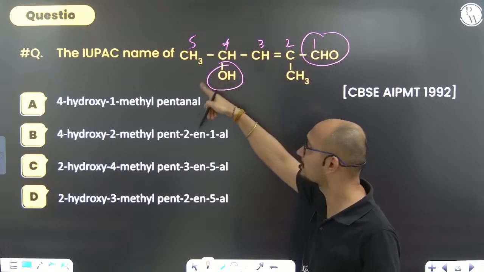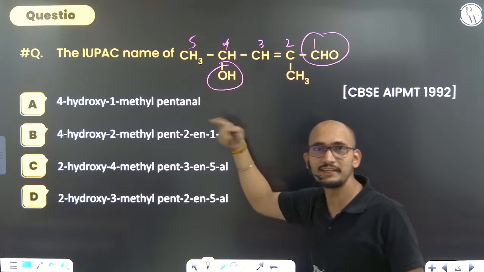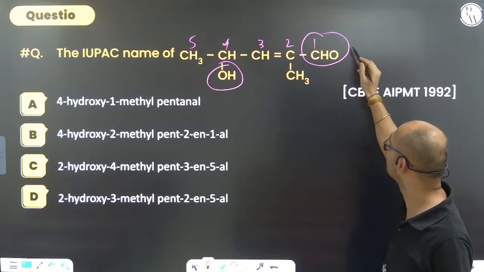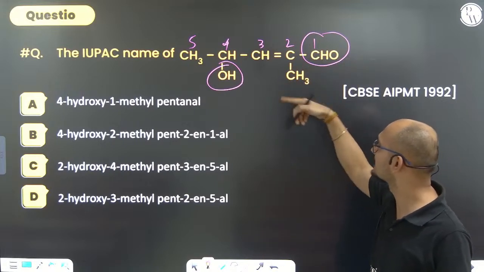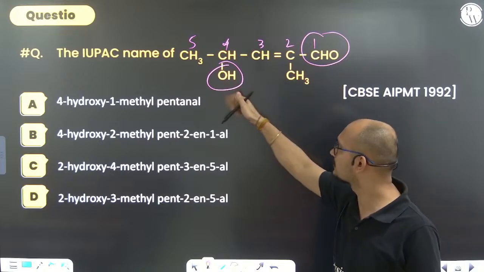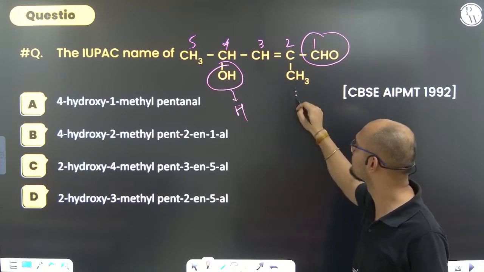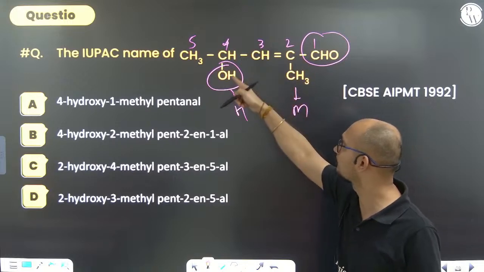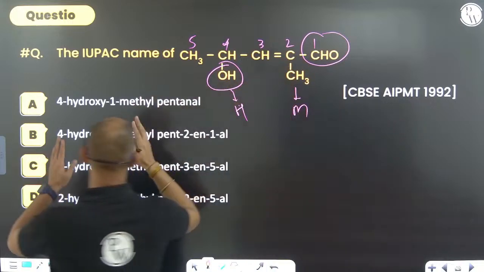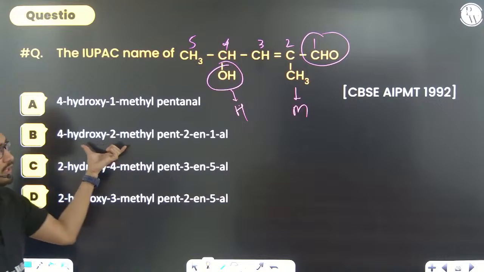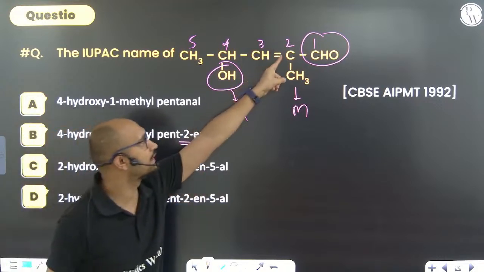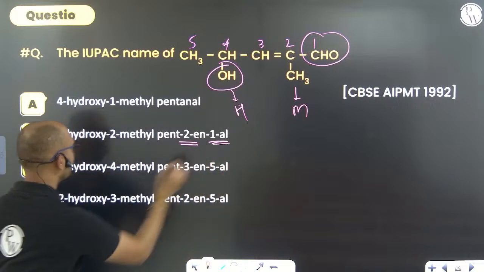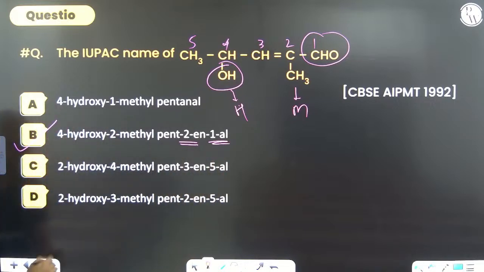And how many carbons are there? Pent. Pent-2-ene, and for aldehyde what do we use? We use al. And at what position is the methyl? 2. So hydroxy comes first, H comes first, or methyl M comes first? So hydroxy comes first. So 4 hydroxy, 2 methyl. Can you see? 4 hydroxy, 2 methyl, pent-2-ene. Yes, it is all going correct. 2 ene and 1 al. Of course it is correct. Option B is the correct one. Chalo aage badhenge.